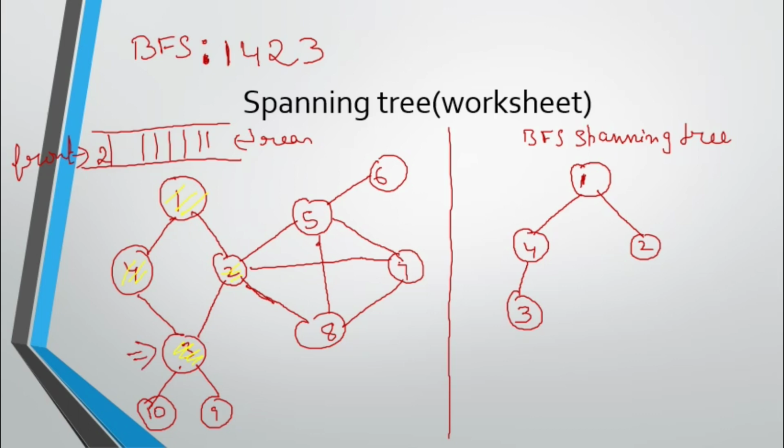Yes. From 3, where can I go? I can go to various places, that is 2, 10 and 9. So 2 is already visited, so I can go to 10 and 9.